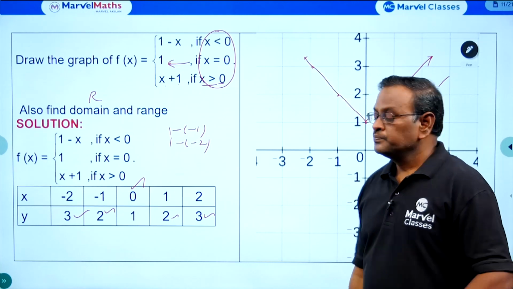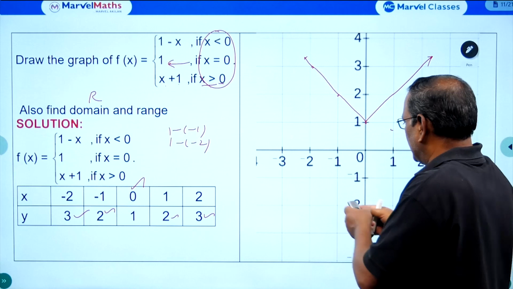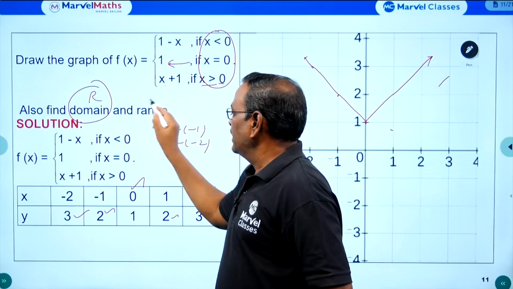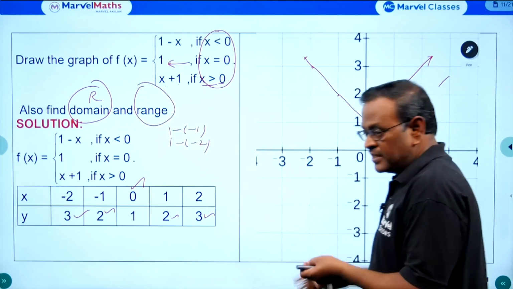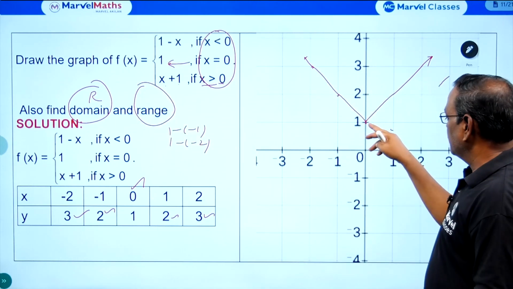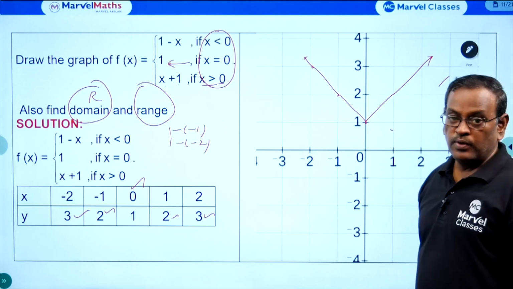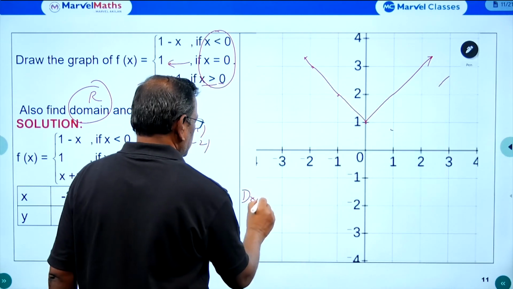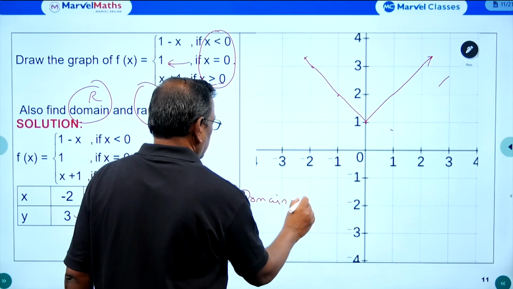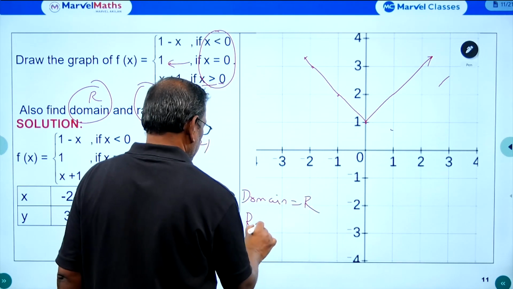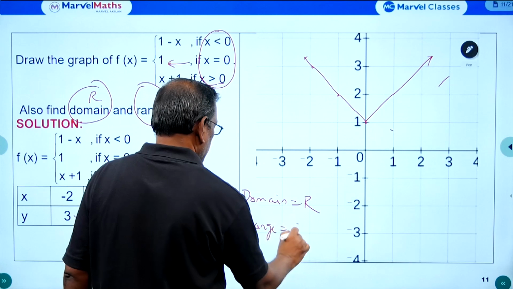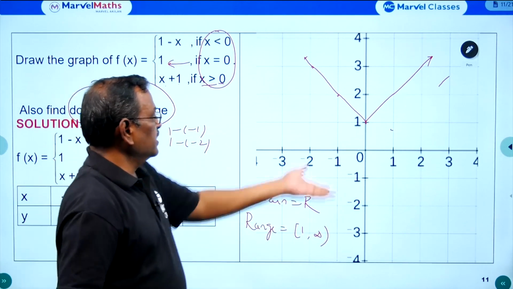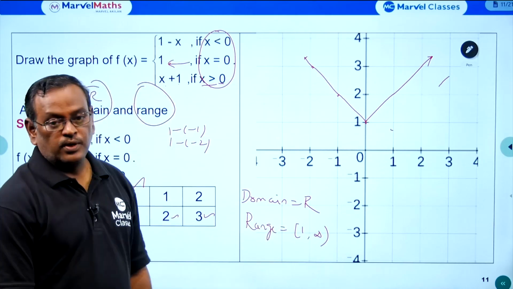the function. So input is there, horizontal length R. So domain is R and range. What is the range? Range is the vertical length of a curve. So what is the bottom? 1 and above 1. So domain equal to R, range is the closed interval 1 to infinity, vertical length of a curve. So closed interval 1 to infinity.